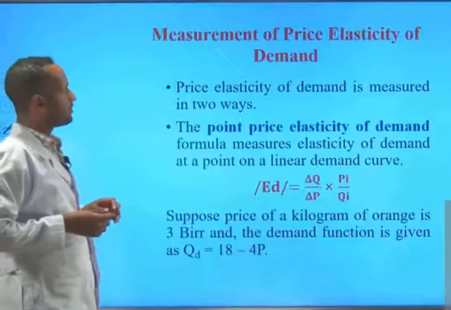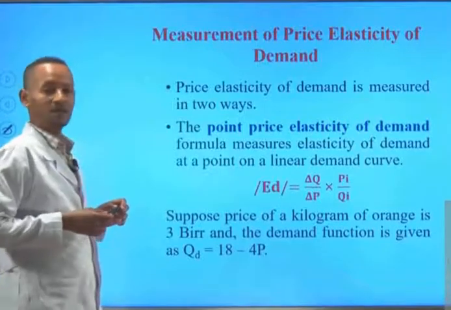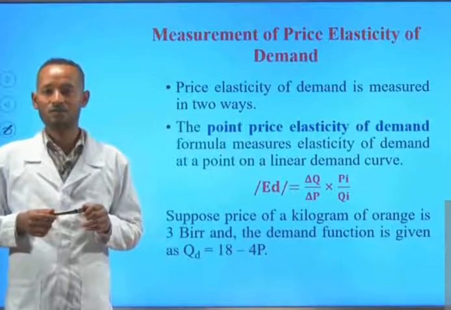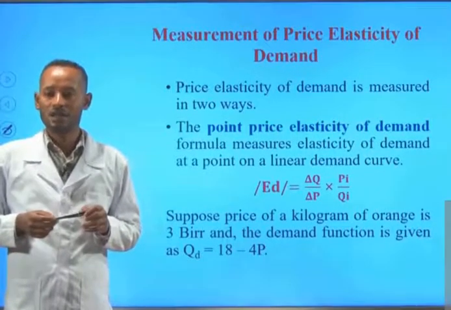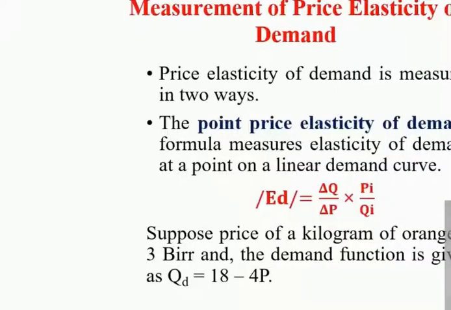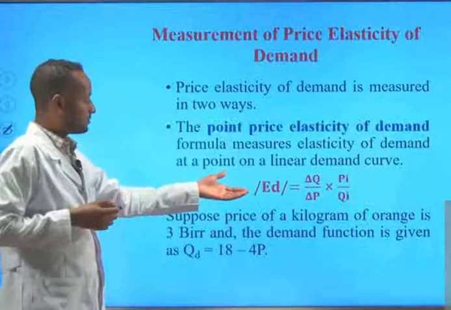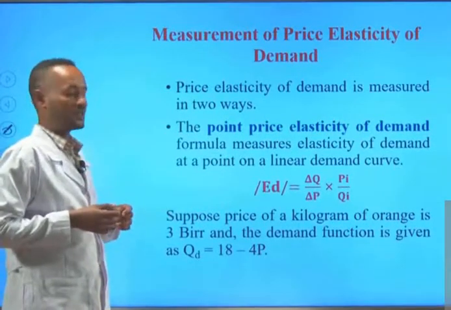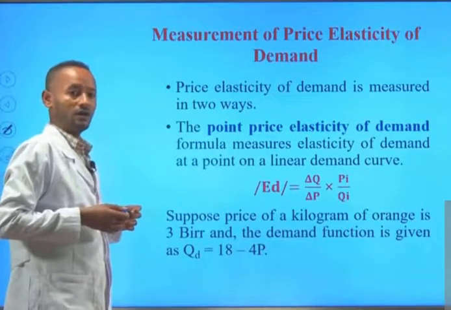Now let's see the measurement of the price elasticity of demand. Price elasticity of demand is measured in two ways called the point price elasticity of demand and the arc price elasticity of demand. Now let's see the point price elasticity of demand. The point price elasticity of demand formula measures elasticity of demand at a point on a linear demand curve, and it is mathematically calculated by dividing the change in Q for the change in P, multiplied by the initial price divided by the initial quantity.